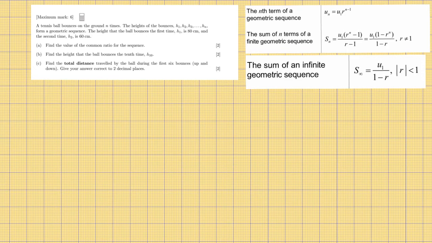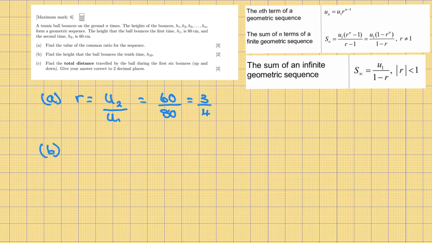The second type of question is a bouncing ball. A tennis ball bounces on the ground n times. The heights of the bounces, h1, h2, h3 all the way up to hn, form a geometric sequence. The height that the ball bounces the first time, h1, is 80 centimeters, and the second time, h2, is 60. A, find the common ratio for the sequence. So A, the common ratio, r, is u2 divided by u1, which in this case is 60 divided by 80, which is 3/4.